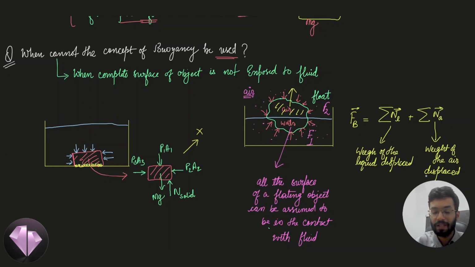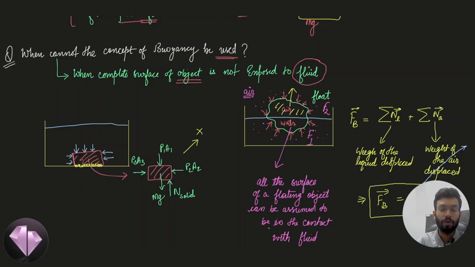And we know that we can very clearly ignore the weight of the air displaced when we are talking about the weight of the liquid displaced. Hence the net effect is that buoyant force is equal to the weight of the liquid displaced, because the weight of the air displaced is negligible in front of the weight of the liquid displaced. Okay, so finally the conclusion is, when all the surfaces of our object are in contact with a fluid, any fluid, it does not matter whether the fluid is same or not, then you can very clearly apply the concepts of buoyancy. If any one surface is not in contact with a fluid, you cannot apply the concepts of buoyancy.